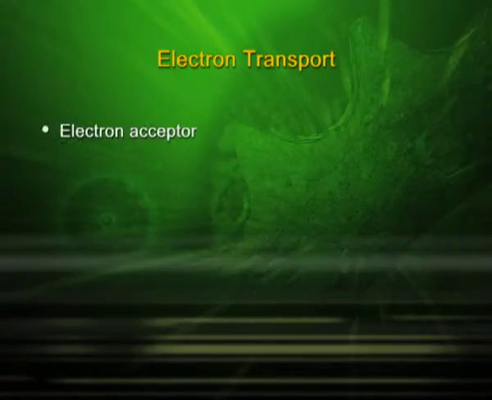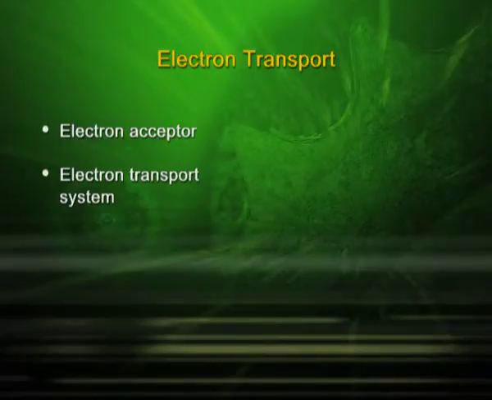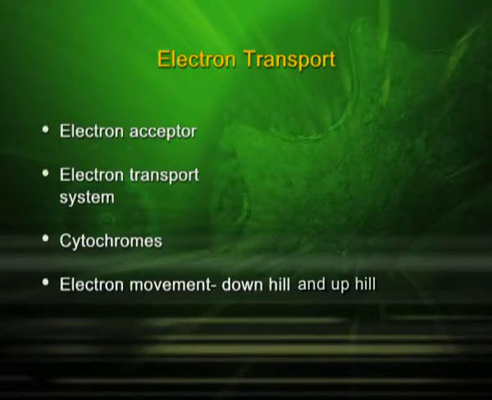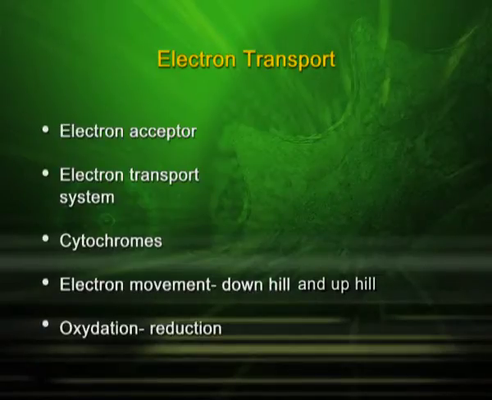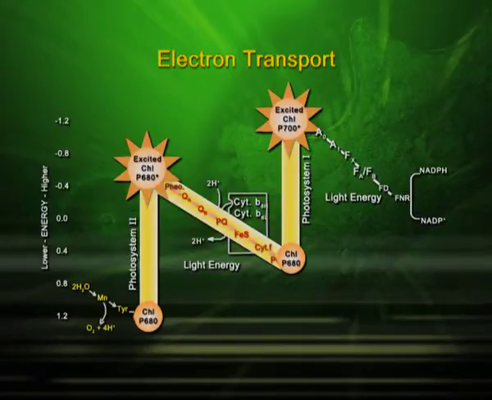Let us now understand this through the slide. We have an electron acceptor, we have an electron transport system, we have cytochromes, electrons moving downhill and electrons moving uphill, and this is all happening because of oxidation reduction reactions. Now, when all this is happening, which you can see in the slide, it is making a Z shape. Sometimes it is also called the Z reaction or Z cycle.